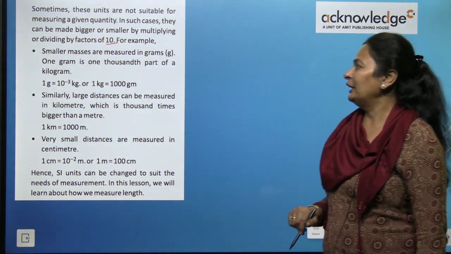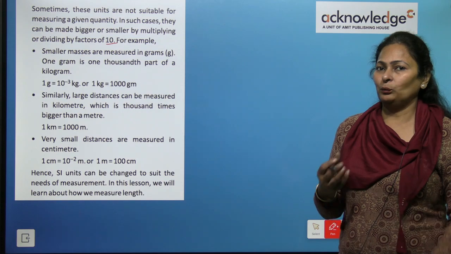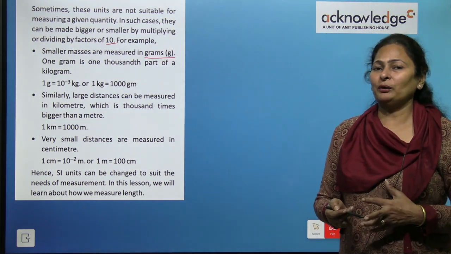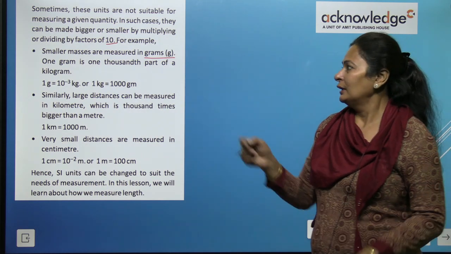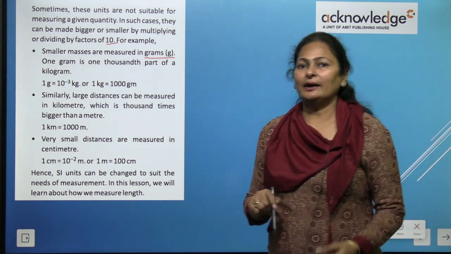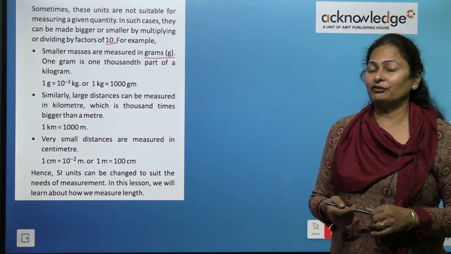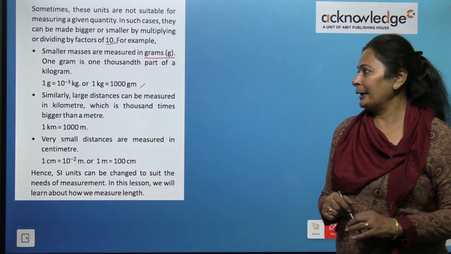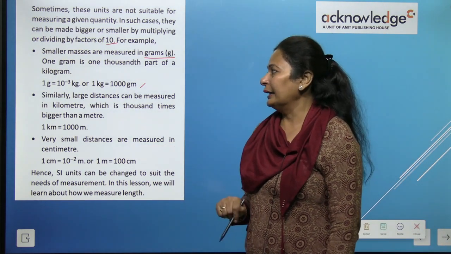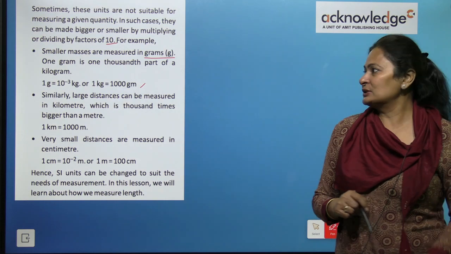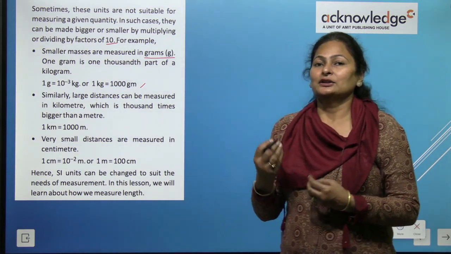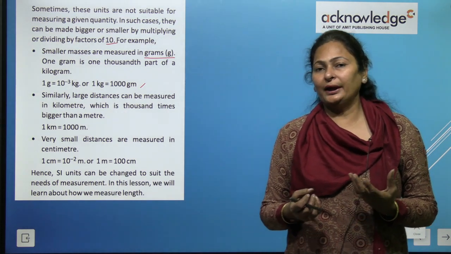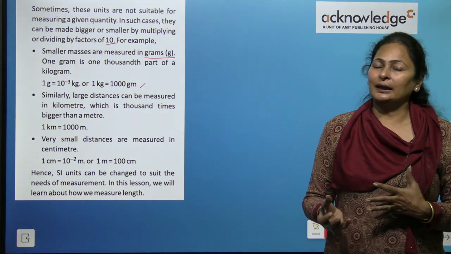Smaller masses are measured in grams. We already know that the mass we calculate is measured in grams. So gram is the smaller unit and the kilogram is the bigger unit, right? So 1 kg is equal to 1000 grams, or we can say 1 gram is equal to 10 to the power minus 3 kg, right? So gram is a small unit and milligram is also there. Milligram, gram, and then kilogram.